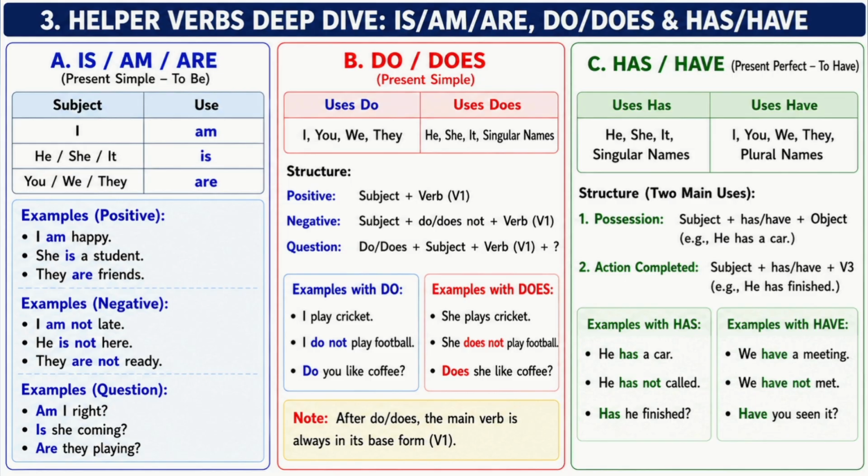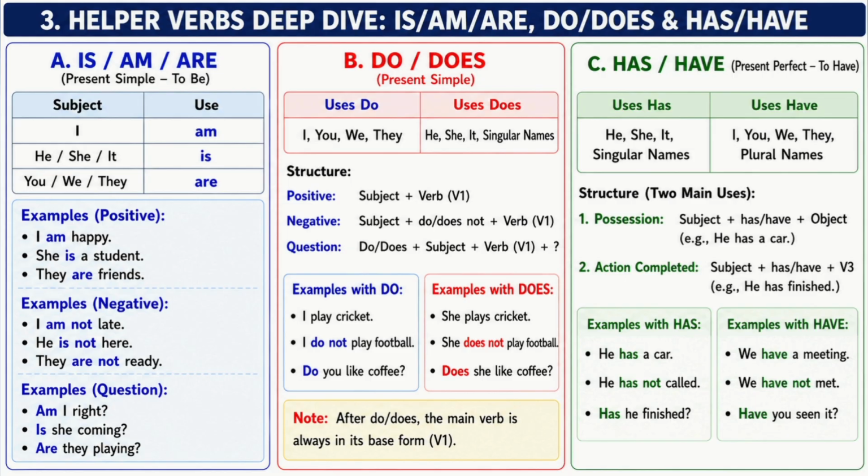Our second group of helper verbs is do and does, which are also used in the present simple tense. These helper verbs are used to establish structural states, particularly for negatives and questions. Do is utilized with the subjects I, you, we, and they, while does is utilized with the subjects he, she, it, and singular names. The structural formula for a positive sentence is simply the subject followed by the verb in its base form, like, I play cricket, or, she plays cricket.